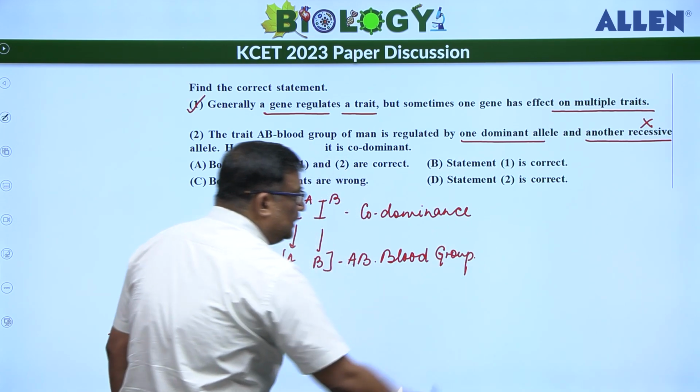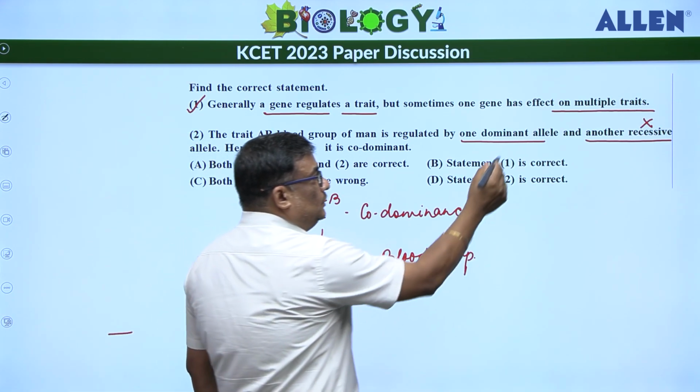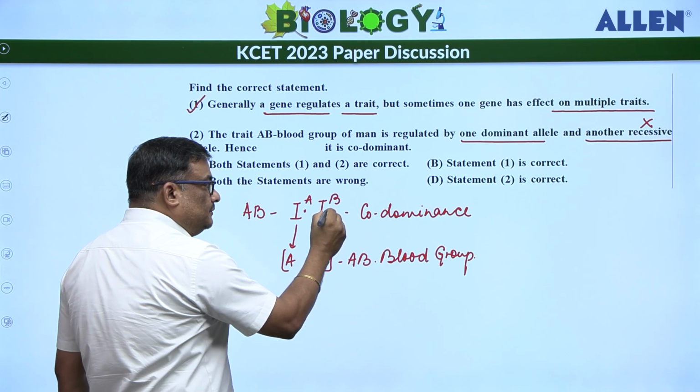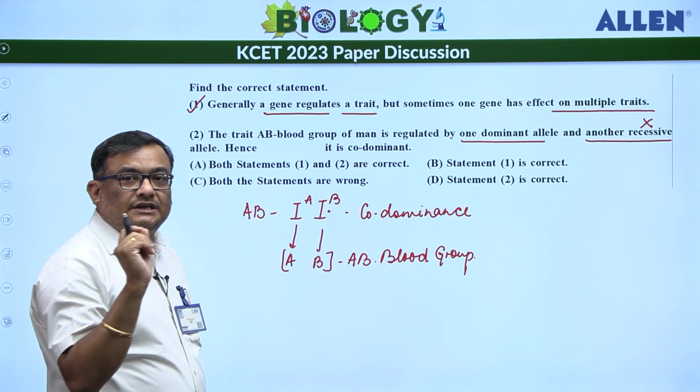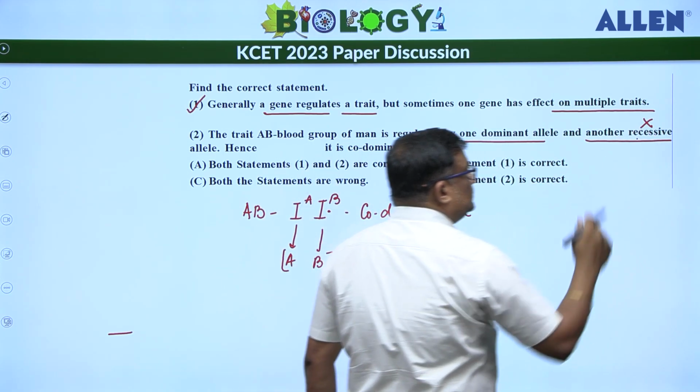Hence, you call it as an AB blood group. This is the classical case. So, the second is not going to be dominant or recessive. This will also express itself, this will also express itself. So, it is a classical case of your codominance. So, this word is making this statement wrong.